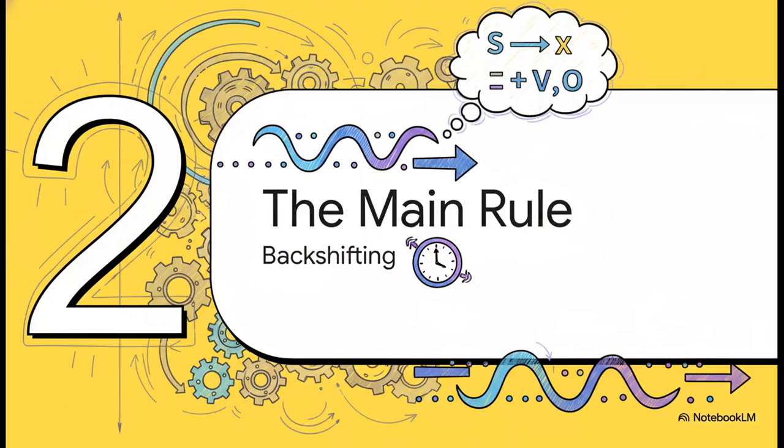And this whole process, this idea of shifting the tense one step back into the past, well, it has a name. It's called backshifting. Honestly, this is the heart of the whole thing. If you can get your head around backshifting, you've pretty much cracked the code.